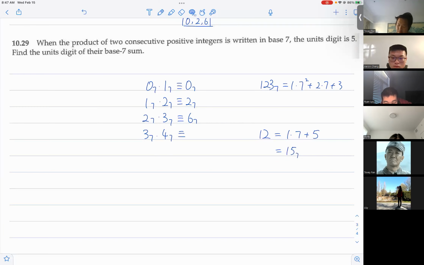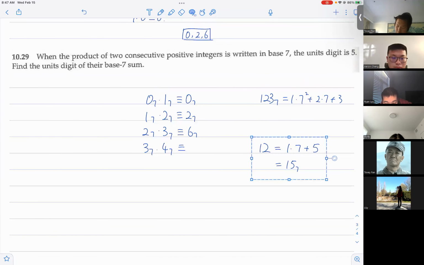And wait, what is the 5 for? 12 is 1 times 7 plus 5. 7 plus 5 is 12. And 1 times 7 means that here you have a 1, right? And then 5 is the unit digit here in base 7. In other words, 1, 5 in base 7 is 1 times 7 plus 5, correct? And that becomes 12 in base 10.